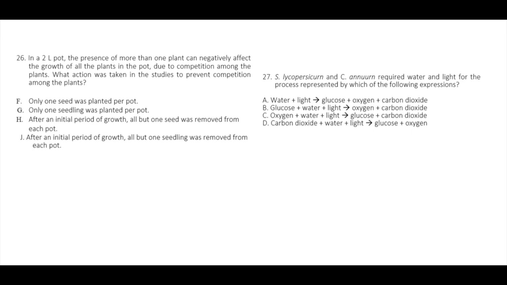Question 26 says, in a 2-liter pot, the presence of more than one plant can negatively affect the growth of all plants in the pot due to competition among the plants. What action was taken in the studies to prevent competition among the plants? We have a few options here.